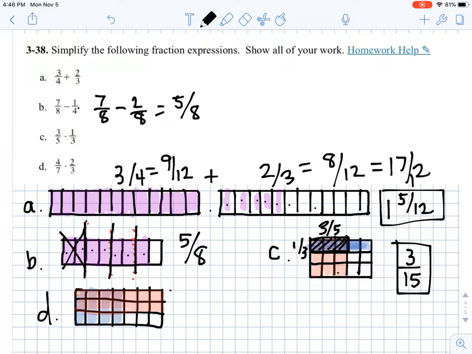And here, this one is 4/7. So you can see this is 4 out of 7 right here are colored in blue. And 2/3, 2 out of 3 are colored in red. So you can see my overlap is 8 out of 21 squares colored in.